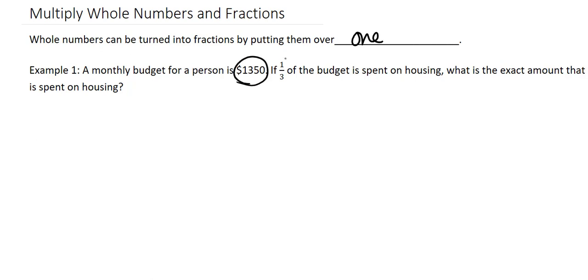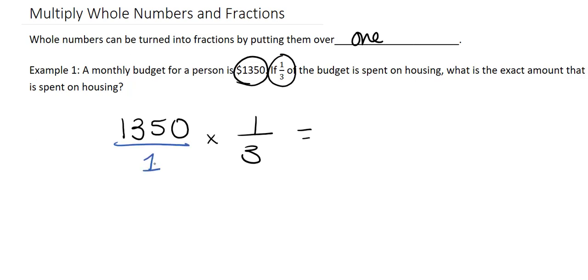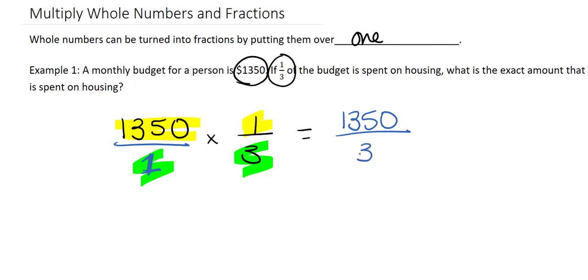So we're going to go ahead and multiply these numbers together. Now we can just put this right over 1. So now we can multiply. We're going to multiply the top together and we're going to multiply the bottom together. So 1,350 times 1, well, that would just be 1,350. 1 times 3, well, that would be 3. And then let's see if we can reduce the top and bottom by 3.